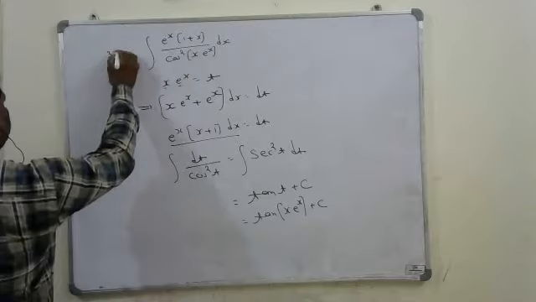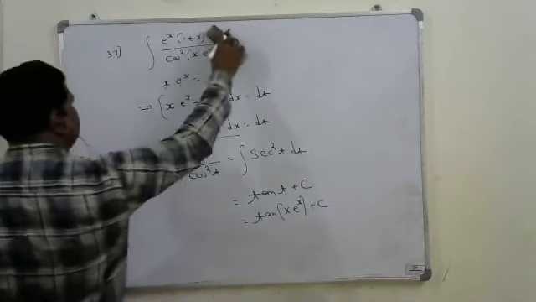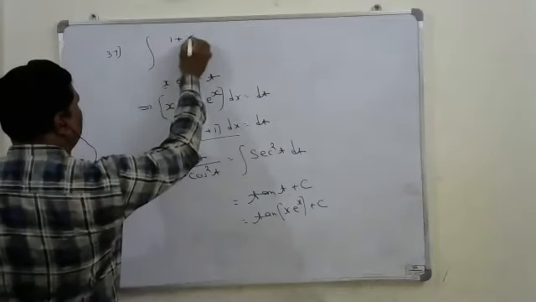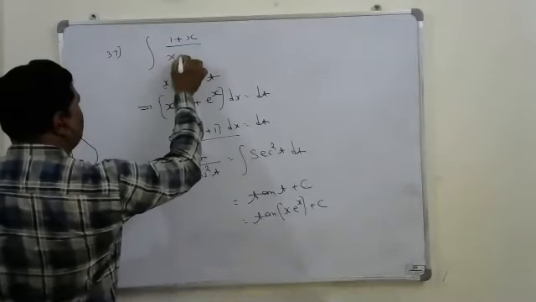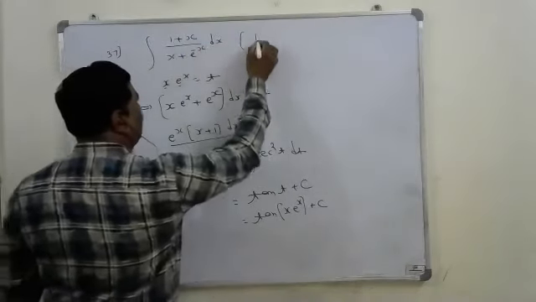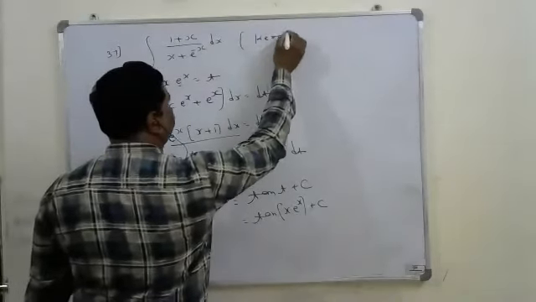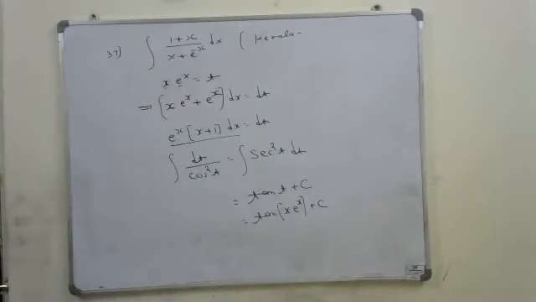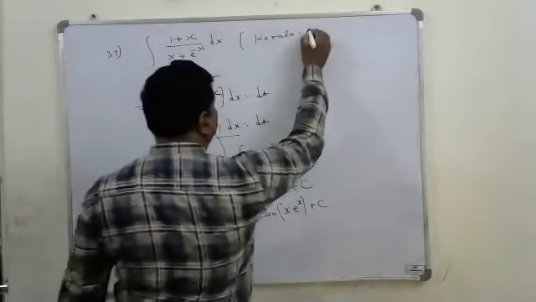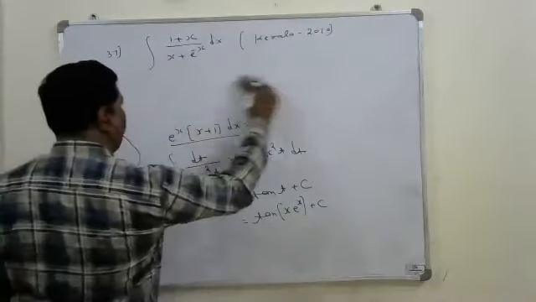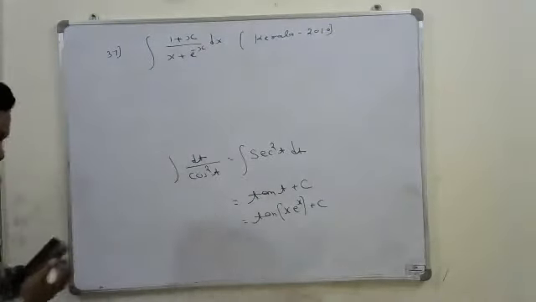Now, look at problem 37, which is the integral of (1 plus x) upon (x plus e power minus x) dx. This was given in the Kerala Engineering Entrance Examination 2010. Give an idea, how can you evaluate this?